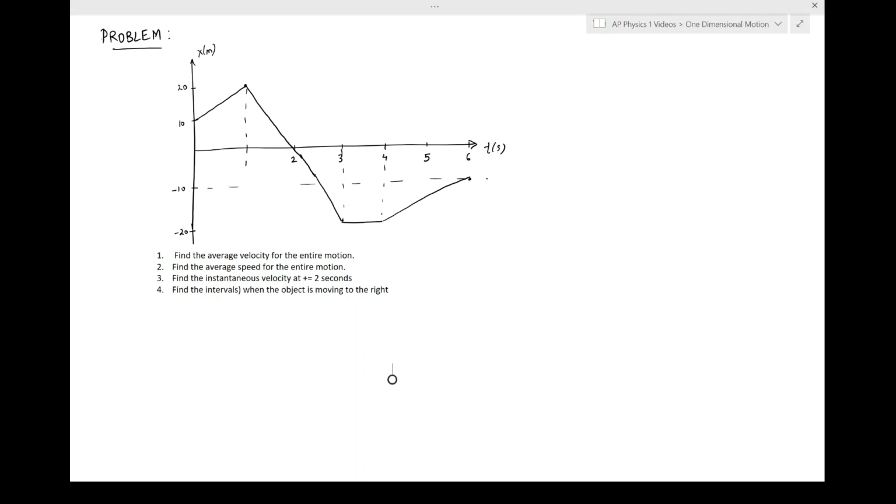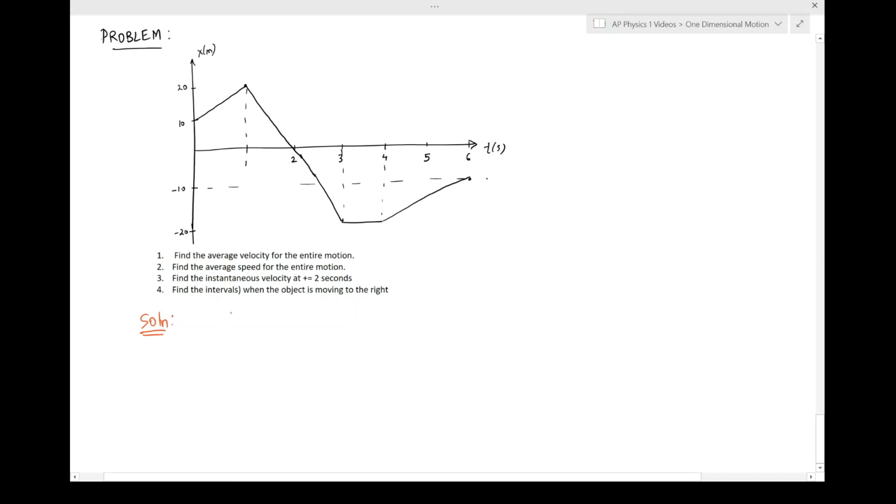Once you had the information, you plotted this graph of the position of the object with respect to time for 0 to 6 seconds. And based on this graph, we're going to try to answer these questions. Number one is the average velocity for the entire motion. So let's look at this.